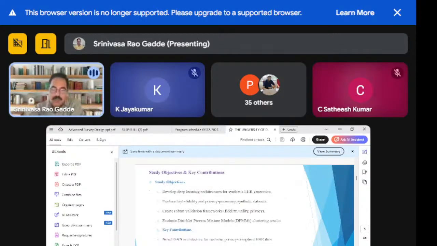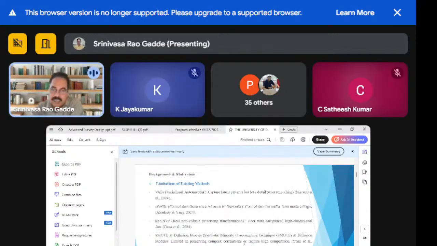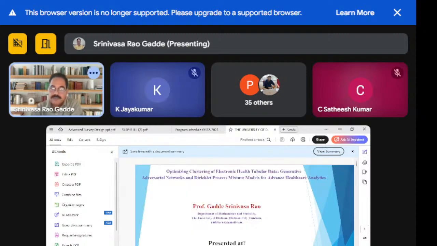So here we want to introduce GANs, generating high-fidelity, privacy-preserving data through adversarial training, effectively capturing complex feature interactions, outperforming VAEs and traditional models, addressing data sparsity, and enhancing synthetic data utility for tasks like clustering.